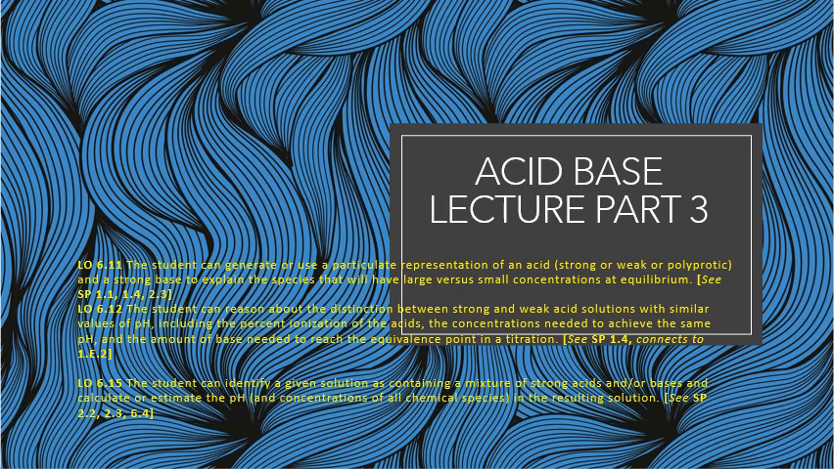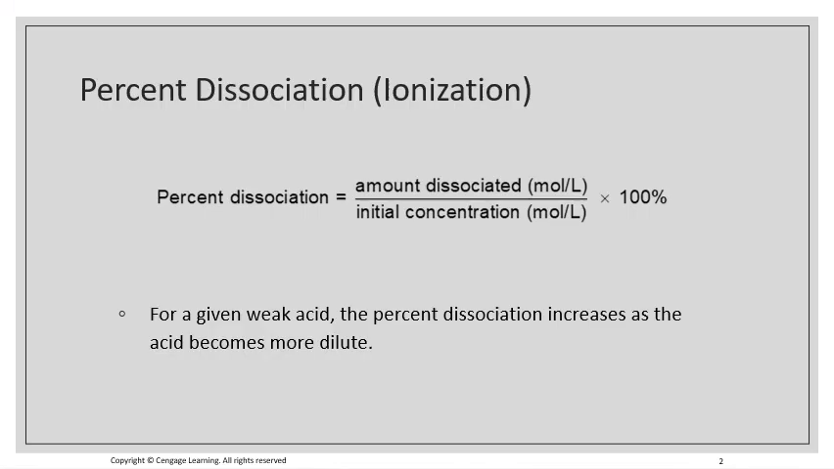Good afternoon. Today's lecture is going to be covering percent dissociation and determining the pH of polyprotic acids. The percent dissociation or ionization is defined as the amount of the dissociated acid divided by its initial concentration. So we're looking at the change in the value for X divided by the initial concentration of the acid times the 100%. For any given weak acid, the percent dissociation will increase as the acid becomes more dilute.